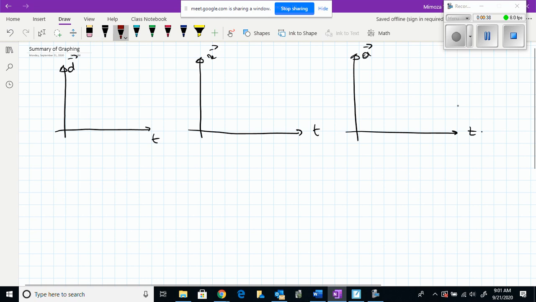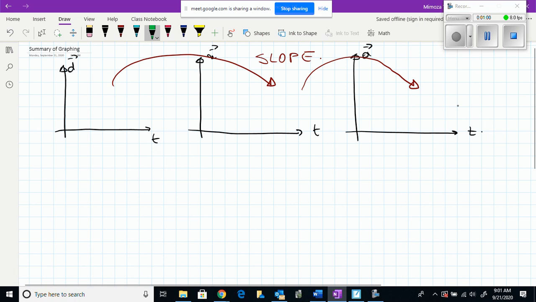Now, when we are moving from the displacement time graph and constructing the velocity time graph, and then from there constructing the acceleration time graph, what we are doing is calculating the slope of the line or the part of the graph.